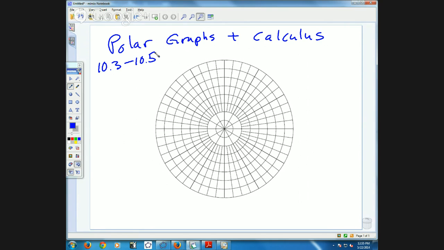The idea of polar graphing is pretty easy. If you haven't done it before, you'll pick it up pretty quick. Polar functions take a little more getting used to. We're going to need another class or so to play with those. And polar calculus also takes a little getting used to.